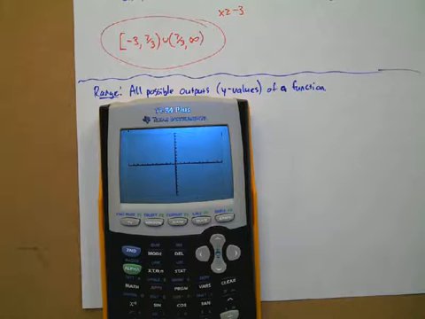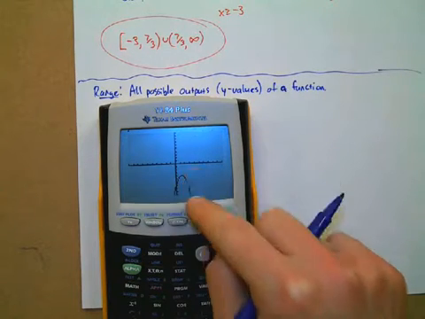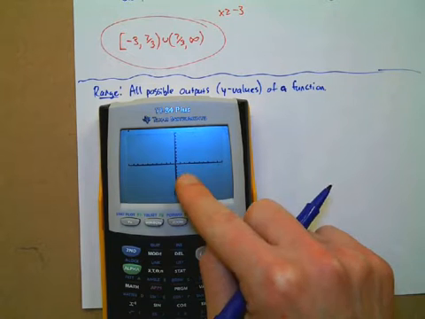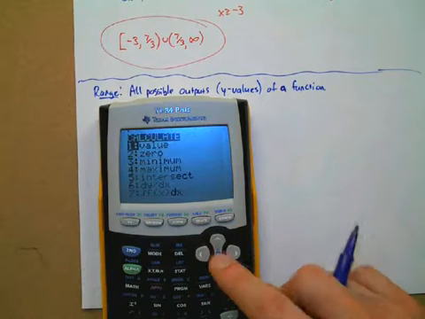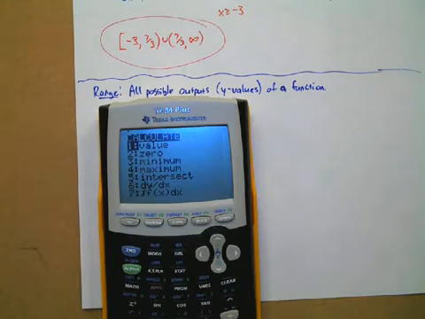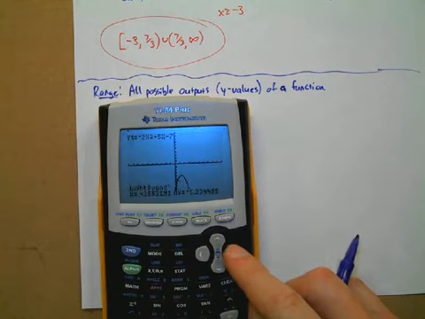So what command should we use here in the calculate menu? Maximum, yeah, exactly right, maximum. Okay, go to the left, hit enter, go to the right, hit enter, and then for guess, the idea is to move the target cursor as close to the maximum as possible, but normally you don't need to do that. You can just hit enter a third time if you need to. And so there's our maximum.